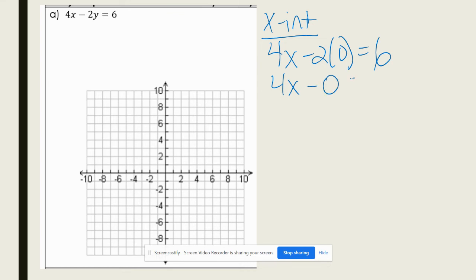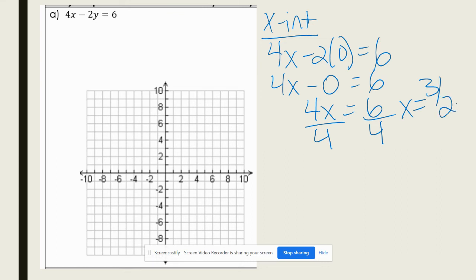2 times 0 is 0. 4x minus 0 is just 4x. Divide both sides by 4, and we get our x-intercept. Remember, we want to leave that in fraction form, but we want to reduce it. So that'll be positive 3/2. So 3/2, 0 is 1.5, and it's going to be about right here.